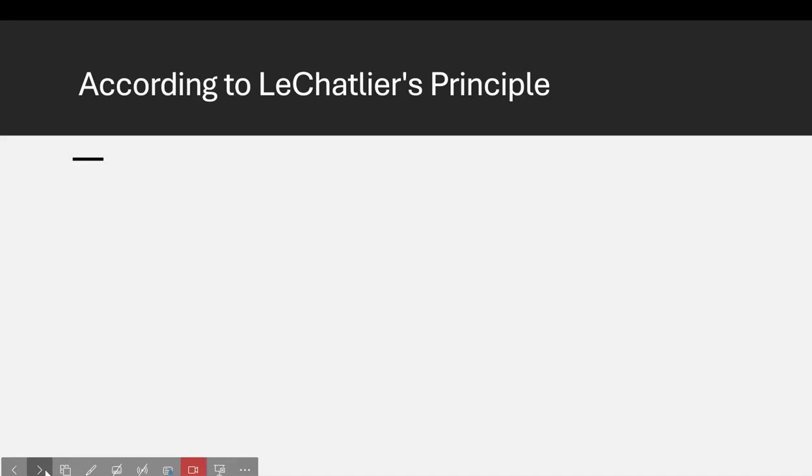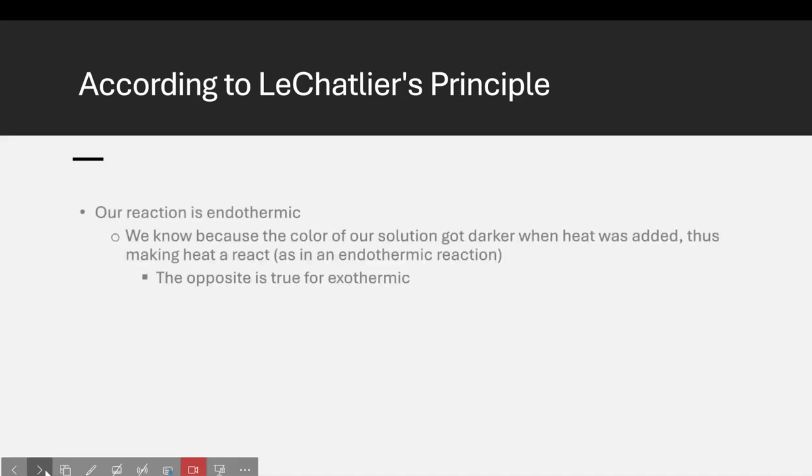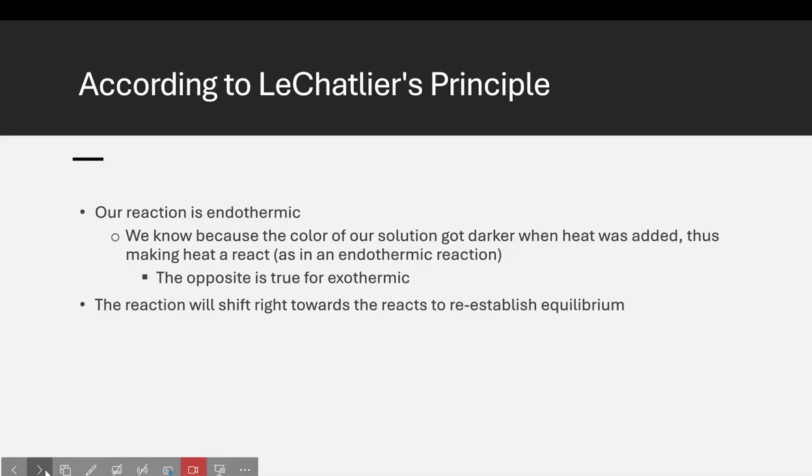Referencing this part of the experiment according to Le Chatelier's principle, as previously stated, our reaction was endothermic, even though it was not supposed to be. And we know that it was endothermic because our solution got darker when the heat was added instead of getting lighter. This makes us aware that heat was a reactant, or acted to react in this situation, instead of being produced. And as I previously stated, exothermic would have been lighter. So based off of this, we know that the reaction will shift right towards the products to reestablish the equilibrium. And you can see that on the number line there.